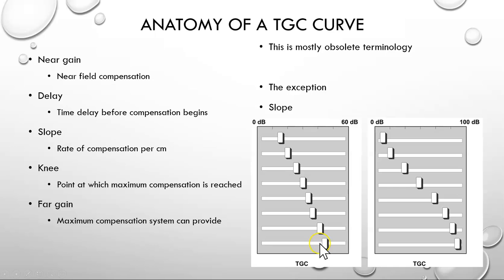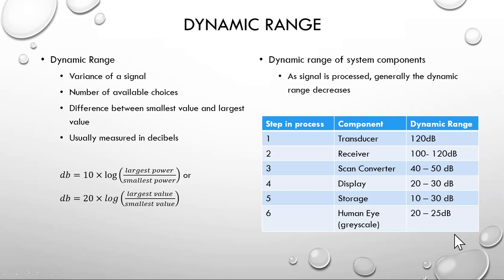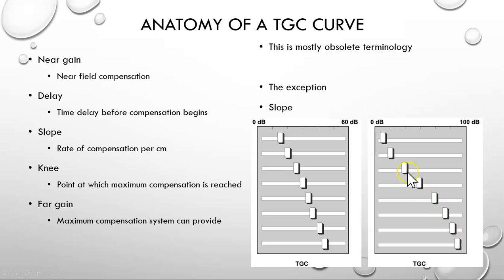You would see a slope like that in low frequency transducers because they penetrate better. We don't need to amplify as much. The picture on the right has a steeper slope. It goes from almost 0 decibels up to almost 100 decibels, so that's called a steeper slope. This is associated with a higher frequency probe, because it requires more amplification in the far field in order to get the same image.